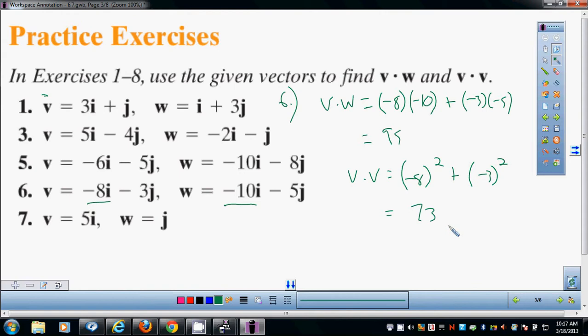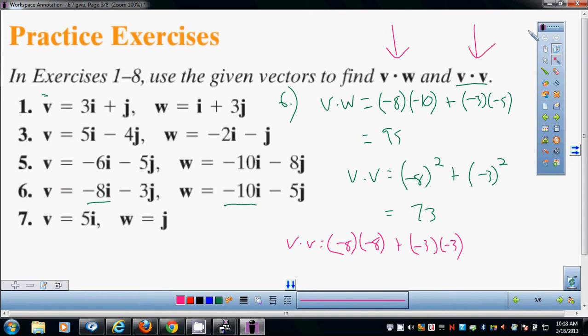Because v dot v is the second thing it asks us to find. So essentially, you're doing the same thing as v dot w, but it's always going to be the same number times itself because it's the same vector. I guess the more professional way to write it would be v dot v, -8 times -8 plus -3 times -3. Yeah, one for v dot w, one for v dot v.